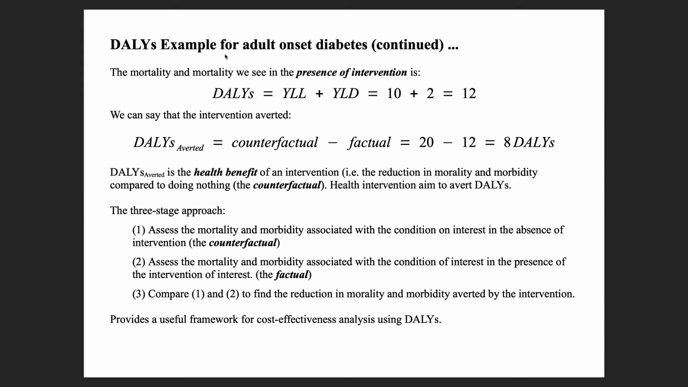This is a three-stage approach now. We assess the mortality and morbidity associated with the condition of interest in the absence of the intervention. This is the counterfactual. We assess the mortality and morbidity associated with the condition of interest in the presence of the intervention of interest. That's the factual. And we compare the counterfactual and the factual to find the reduction in mortality and morbidity averted by the intervention. So the reduction in mortality and morbidity that is due to the intervention. Now this provides a useful framework for cost-effectiveness analysis using DALYs, and we'll use it later on.